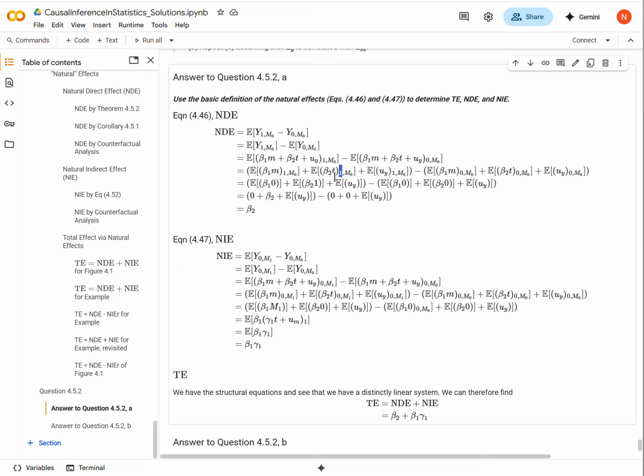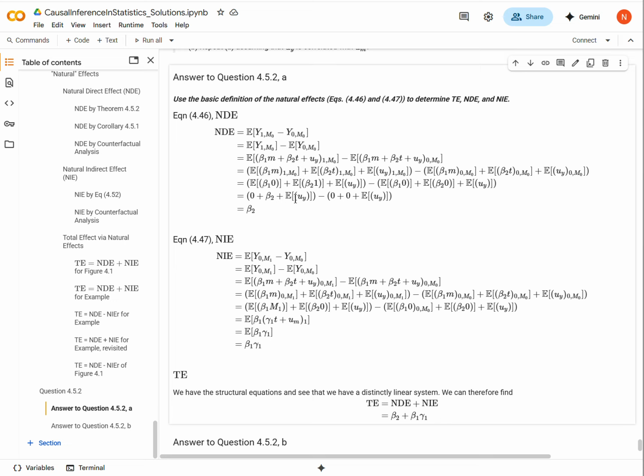That t becomes a 1 because that's what it's supposed to be, and we do that across the board. We see that we have 2 zeros here on the right-hand side, and the expectation of the error is, I believe, supposed to be 0. So all of this equals 0, so it drops out. And then over here, we have 0 plus beta 2. Beta 2 times 1 is just beta 2.